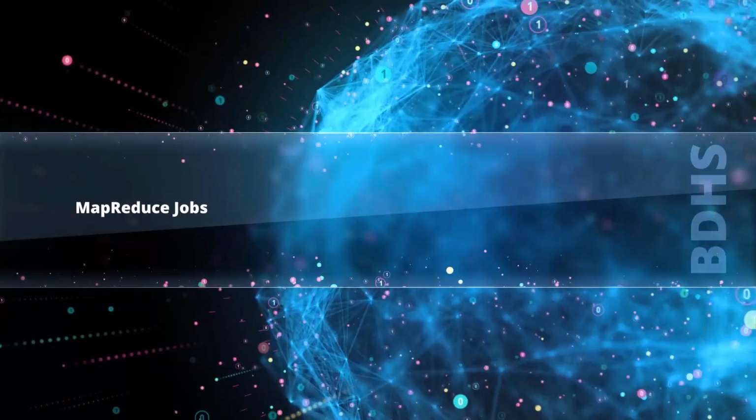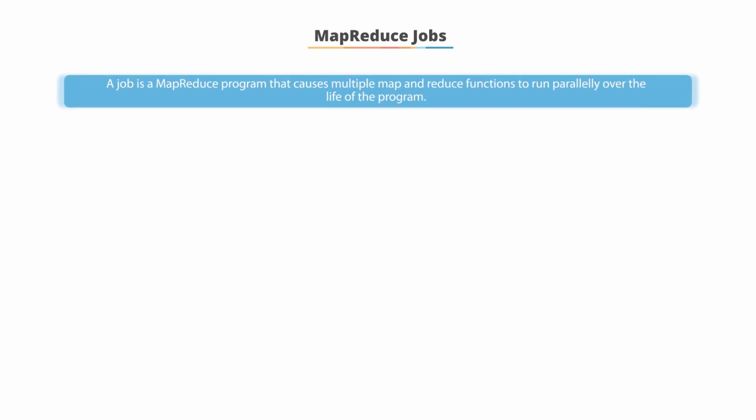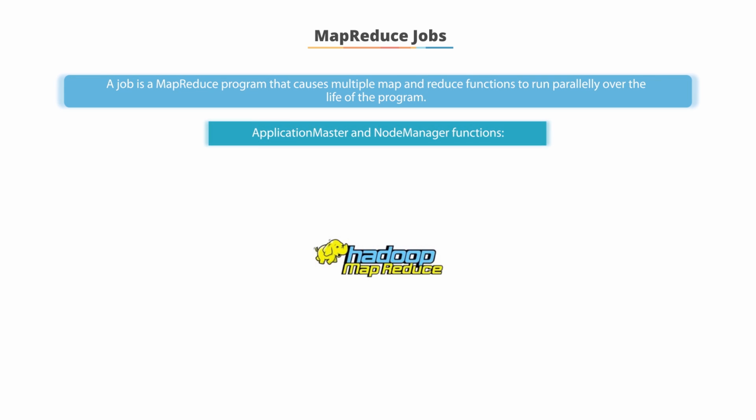MapReduce Job. A job is a MapReduce program that causes multiple map and reduce functions to run parallelly over the life of the program. Many copies of map and many copies of reduce functions are forked for parallel processing across the input dataset. A task is a map or reduce function executed on a subset of this data.